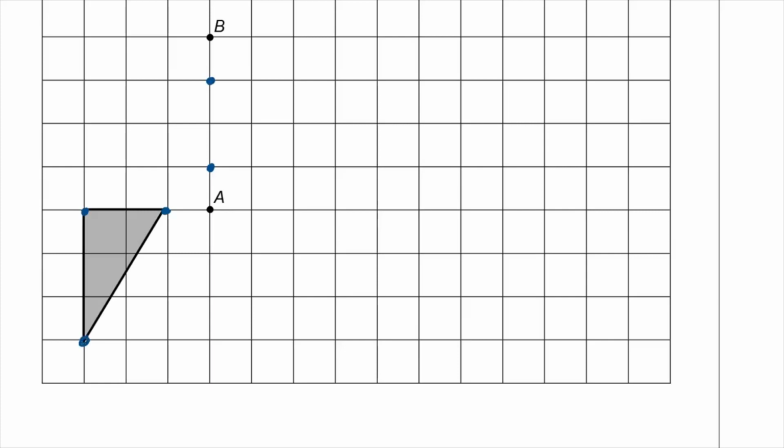And then finally this point down here is 1, 2, 3 units below and 3 units to the left of A. So rotating it 90 degrees, it's going to be 3 units to the left and 3 units up. It's going to be there. So our intermediate shape is going to be here.